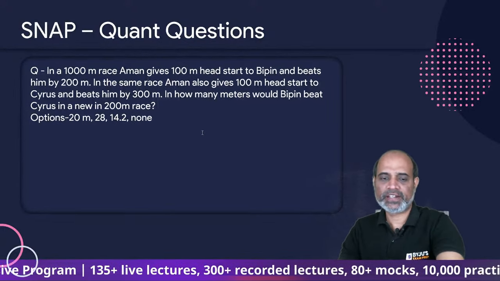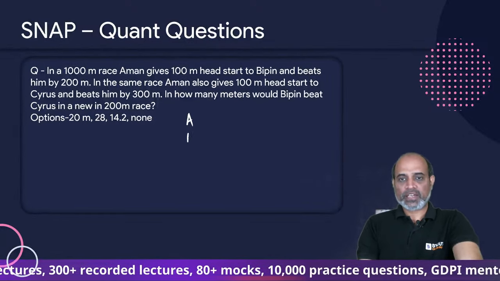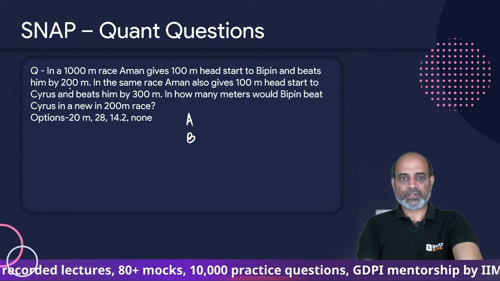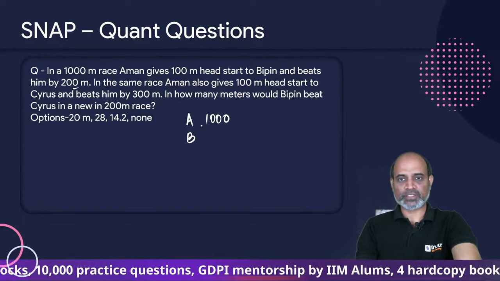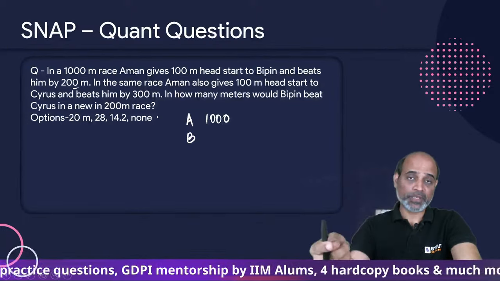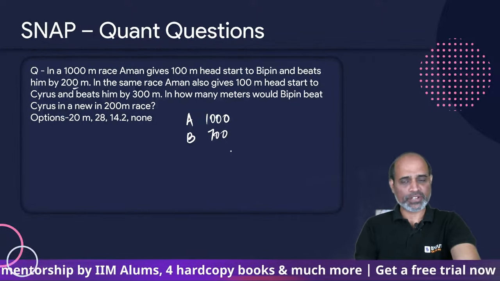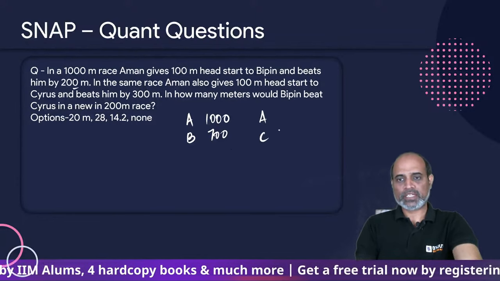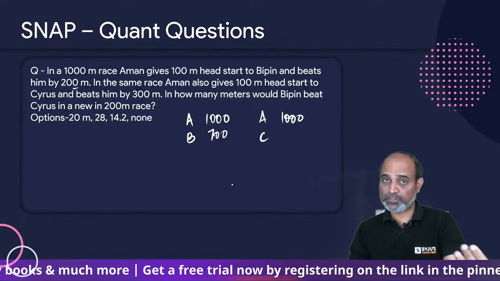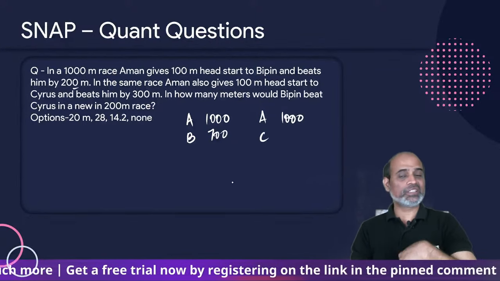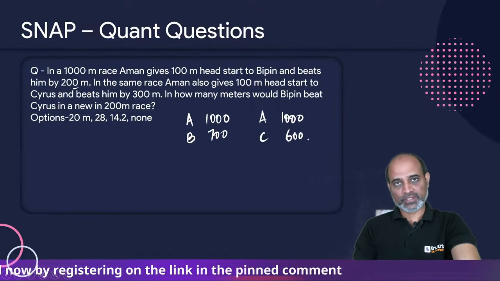It's just 28. So if I talk about Aman and Bipin, Aman beats him by 200 meters. So that means Aman covers 1000 meters, but Bipin is already 100 meters ahead, but loses by 200 meters. That means Bipin covers only 700. If I talk about Aman and Cyrus, Aman covers 1000. Cyrus is already 100 meters ahead of the start of the race, but is beaten by 300 meters. That means C will be covering only 600.